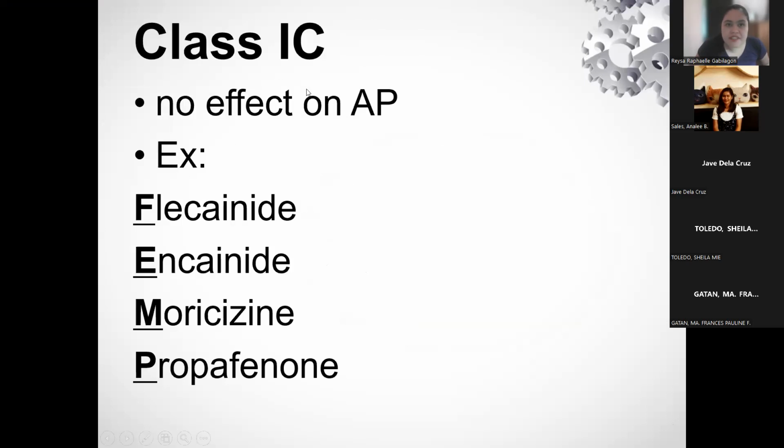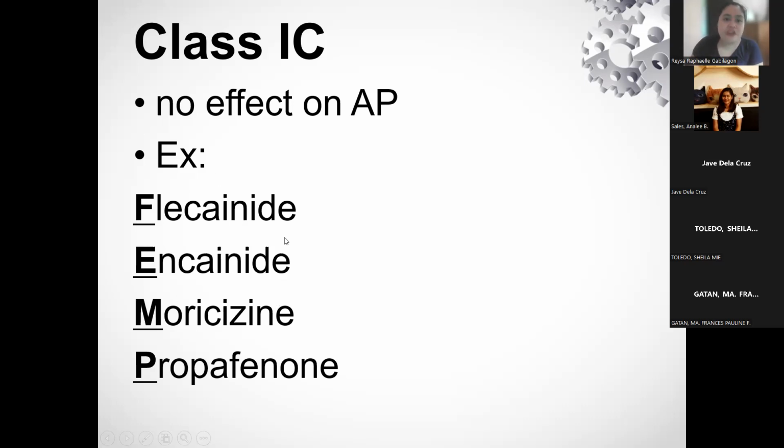Okay, so let's continue our discussion on the class 1C drugs. Remember, this is still class 1. So their mechanism of action is still inhibition of the sodium channel, to prevent sodium from entering the cell. However, their difference from class 1A and class 1B is that they don't really have an effect on the action potential. They just block the sodium channel, but they neither shorten nor prolong the duration, the time of the action potential.